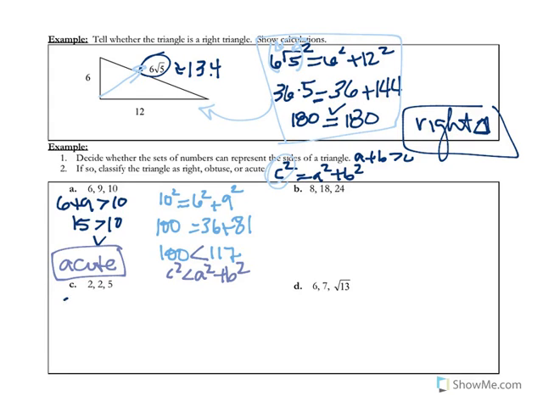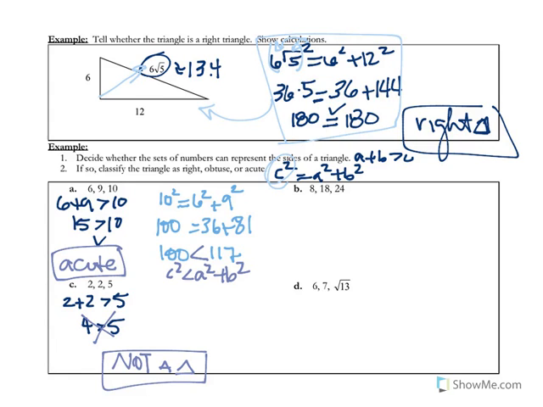All right, I'm going to go to C because I like to go just down the list, so I'm going to do 2 plus 2 is greater than 5. 2 plus 2 is 4. That is not greater than 5. Not true, not a triangle. I don't even have to check to see if it's acute, obtuse, or right because it's just not a triangle.